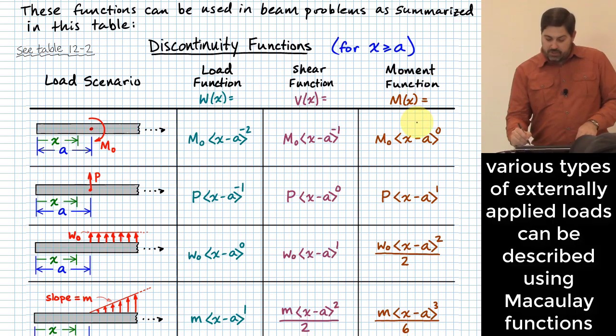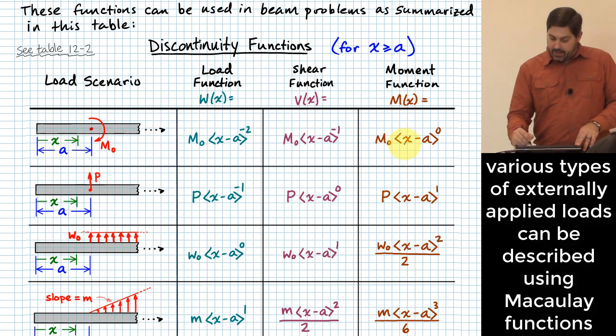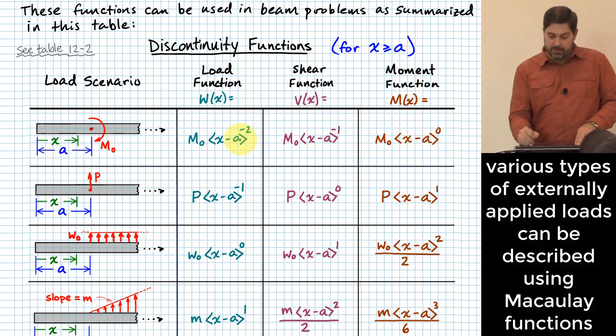A moment function that you would describe this would basically be whatever that moment value was, M sub 0, with the Macaulay function of x minus a to the 0. And if you wanted to figure out what this was as a shear function or as a load function, you could basically back up from there, and you can see that these other definitions are going to be present for the proper function for the loading function or for the shearing function.